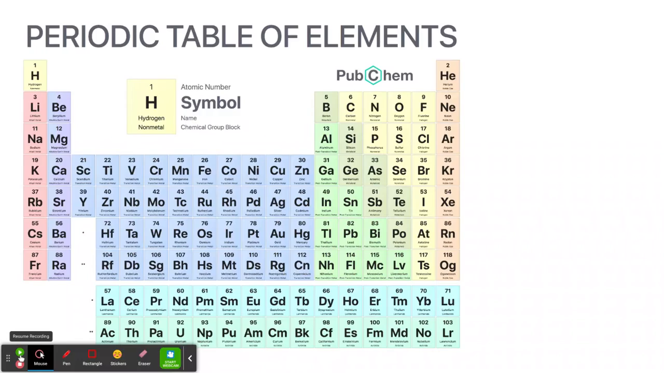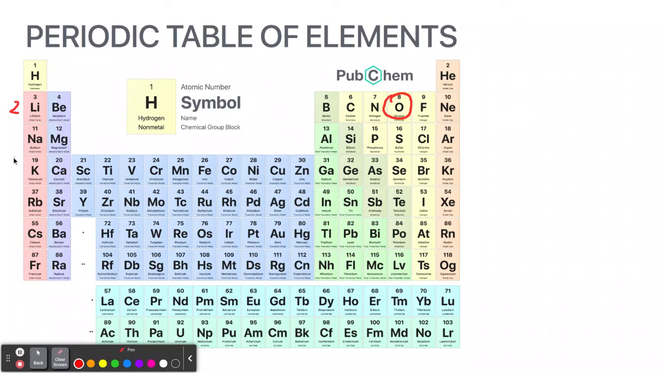Let's look again. There's lithium, second row. It has two orbits, two rings, two clouds, and so on down the list. Here's oxygen. How many orbits does oxygen have? Well, it's in the second row, so it has two orbits, two clouds, two rings. And you can just go down the list.